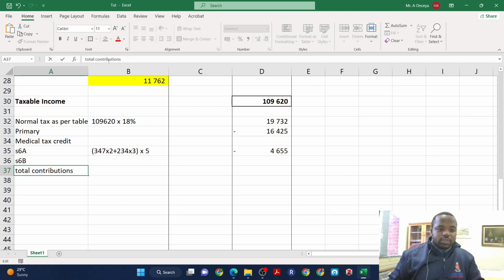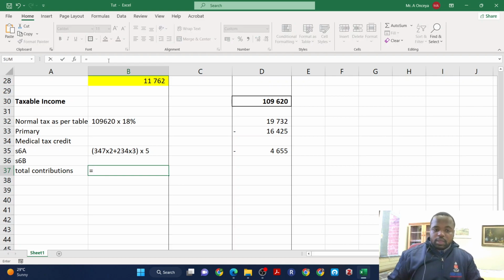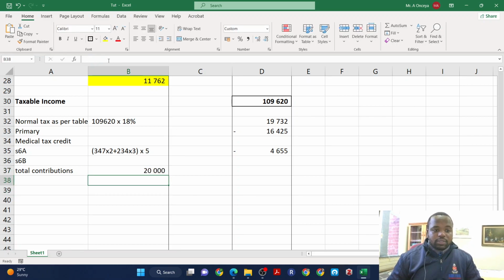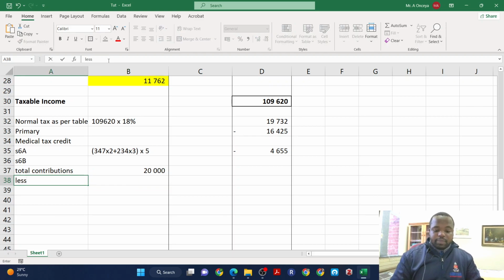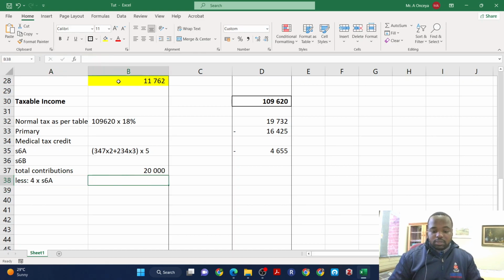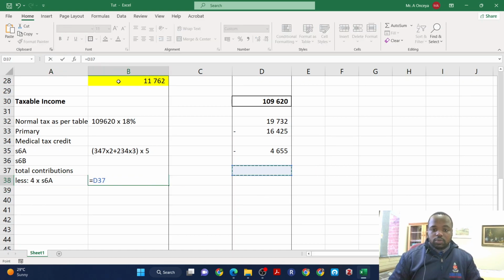Okay, the total contributions, quite simple. Dora contributed 2,000 rands together with the employer, and they did this for 5 months. So that's 20,000 rands in contributions. Then you say from this, less is the second method, so less 4 times the 6A tax credit. Less 4 times. If it was the other category, we'd say less 3 times. Or that, right? And then we say to ourselves, okay, this is equal to you multiply by 4.